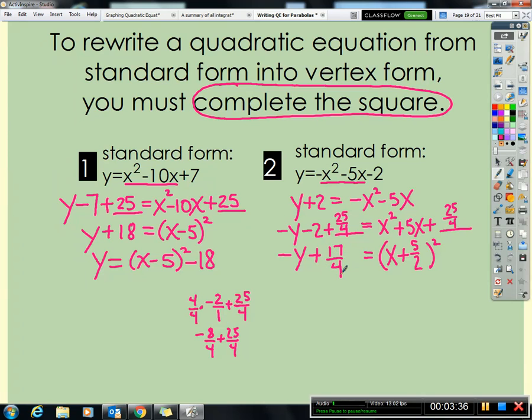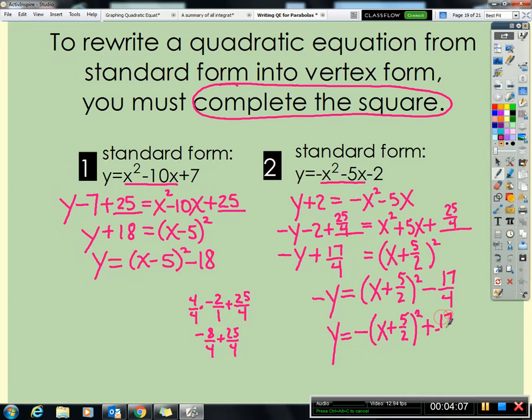Now, solve for the negative y. So all you have to do is subtract the 17 over 4 to the other side. You don't want negative y, you want positive y. So guys, this is one big term. Make it negative. This is a second big term. Make it positive. I'm done because I can see that the a value is an understood negative 1.